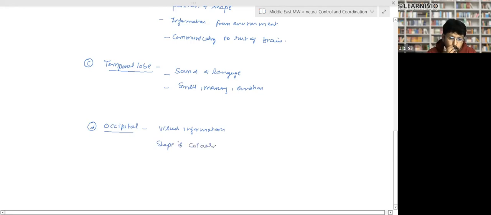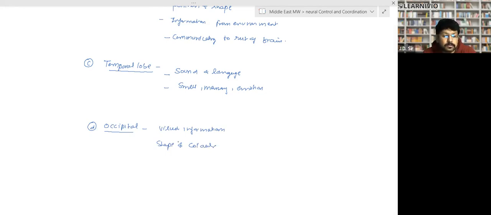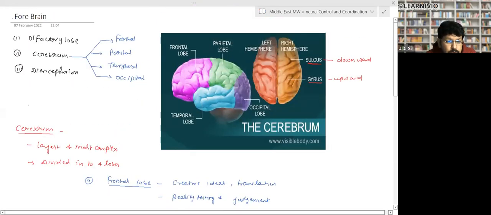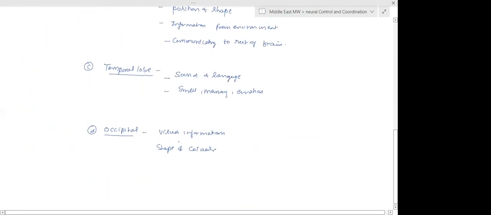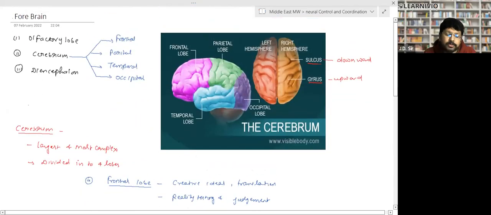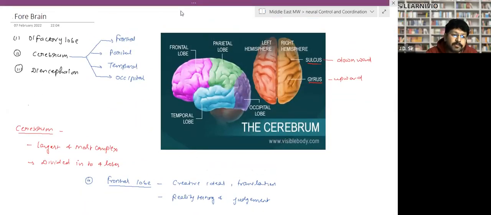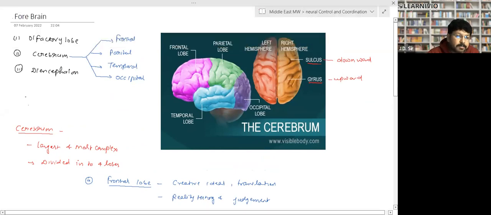That is all the functions of the forebrain. Clear to all of you? Yes, sir. Okay. So we have studied the functions of the cerebrum. First we studied the olfactory lobe, which is responsible for the sense of smell. So A was the olfactory lobe, B was the cerebrum, and the third part is the diencephalon, right?